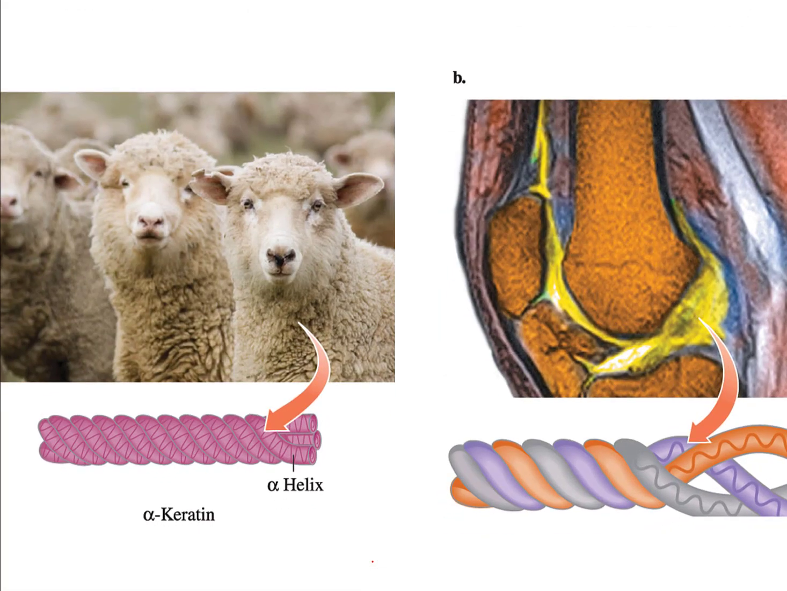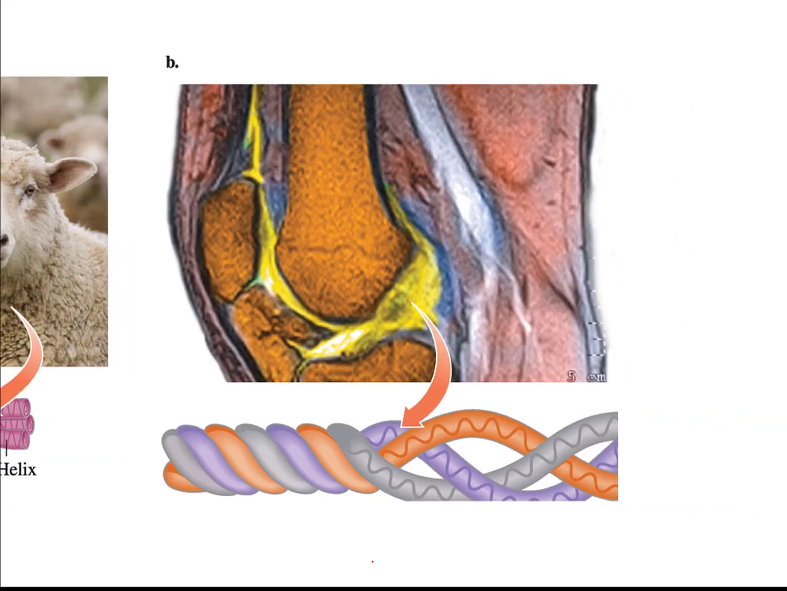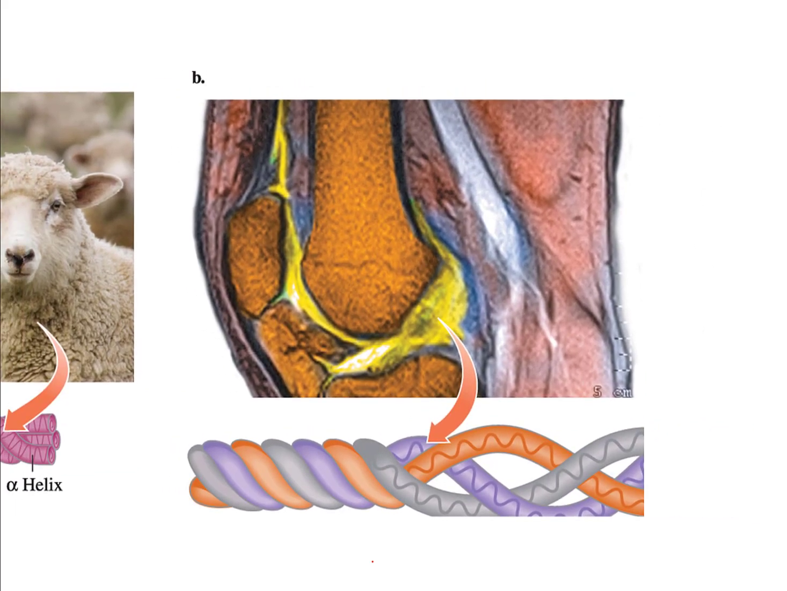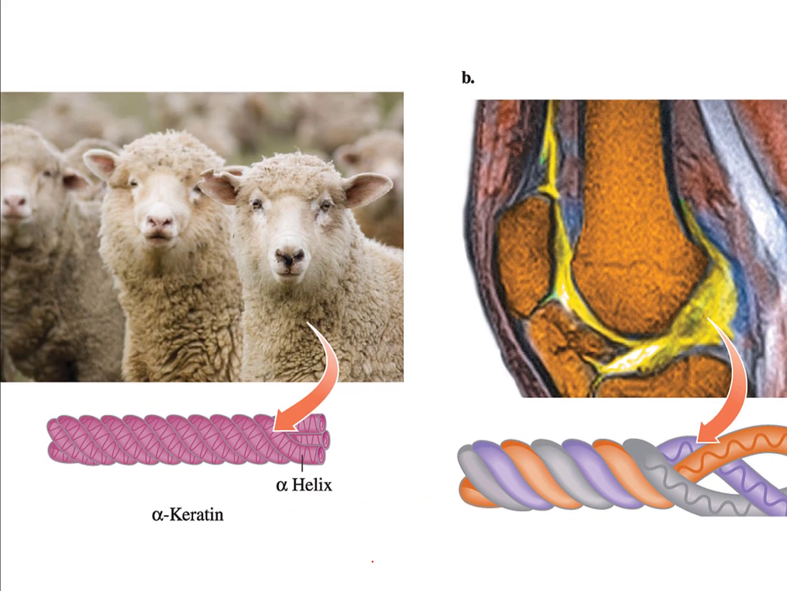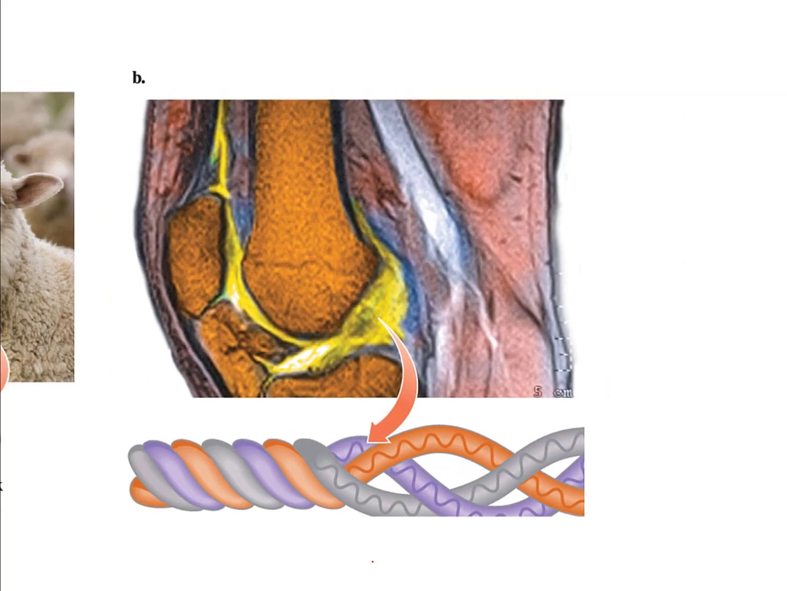Sheep. Keratin and collagen. Keratin and collagen actually have more than one protein strand, which we'll talk about in a minute. But when you look at that strand, what do you see? That strand looks like a what? It just looks like an alpha helix. Doesn't it just look like a coil?